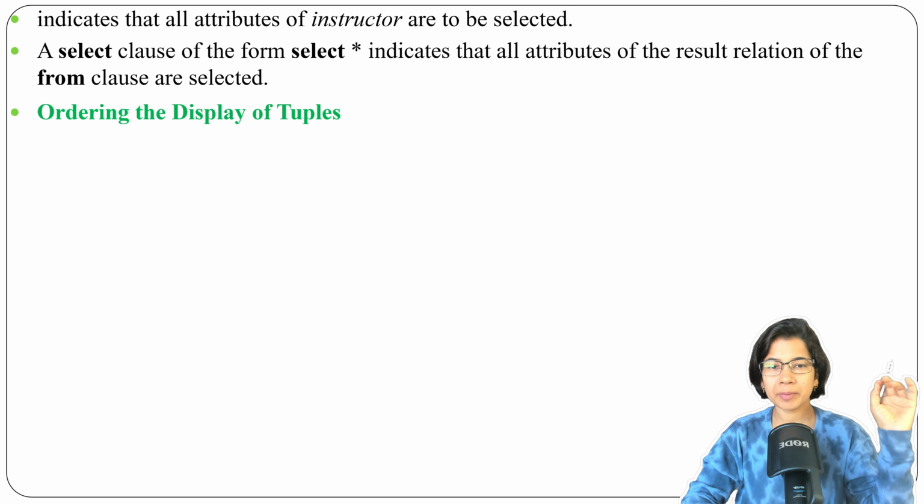Hey students, in the previous lecture I discussed string operations and select star. Today I will discuss ordering the display of tuples, which we can do with the order by clause. By default it is ascending. For descending we should write DESC.